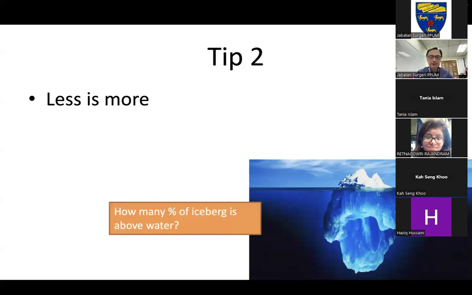Okay, so how many percent of an iceberg is above the water? Later you go and find out the answer. I think there's no fixed answer to that one. It depends.